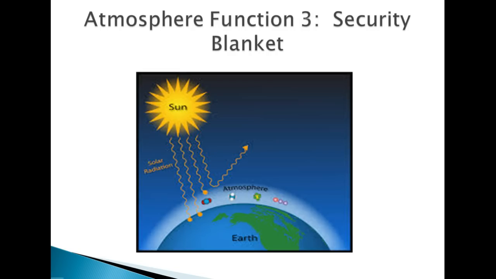Function number 3 is that our atmosphere acts like a security blanket. Write in your notes that the atmosphere also keeps us warm by holding in the surface heat and by preventing it from radiating back out into space. And you know that we call that the greenhouse effect.